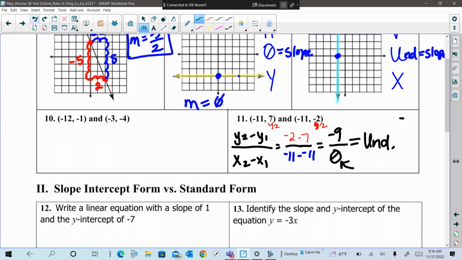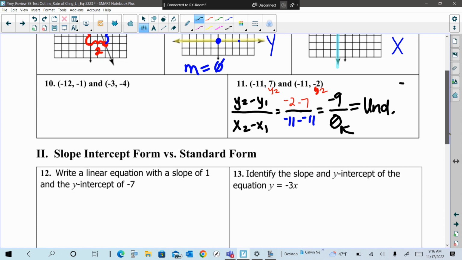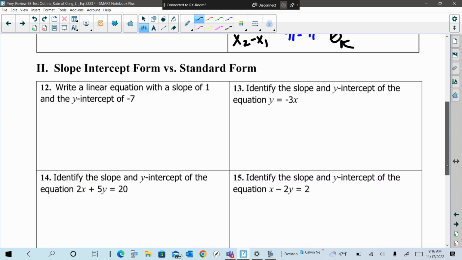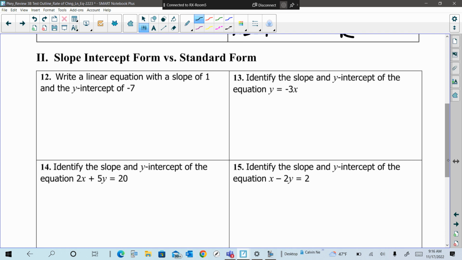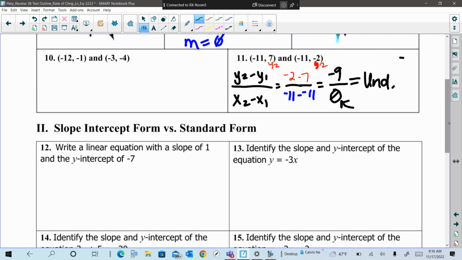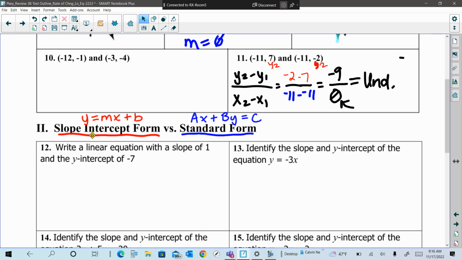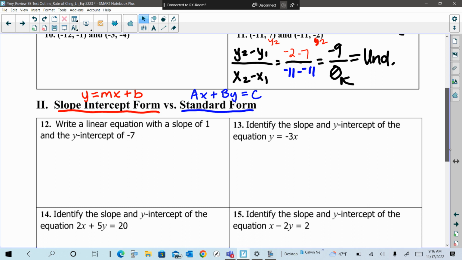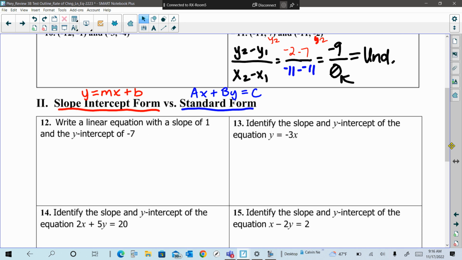Good problem solving approaches. Now on section 2, make sure you understand the slope-intercept form versus the standard form. If you don't remember the two, I put an example of each. This is on your formula chart. So you have to know the parts.